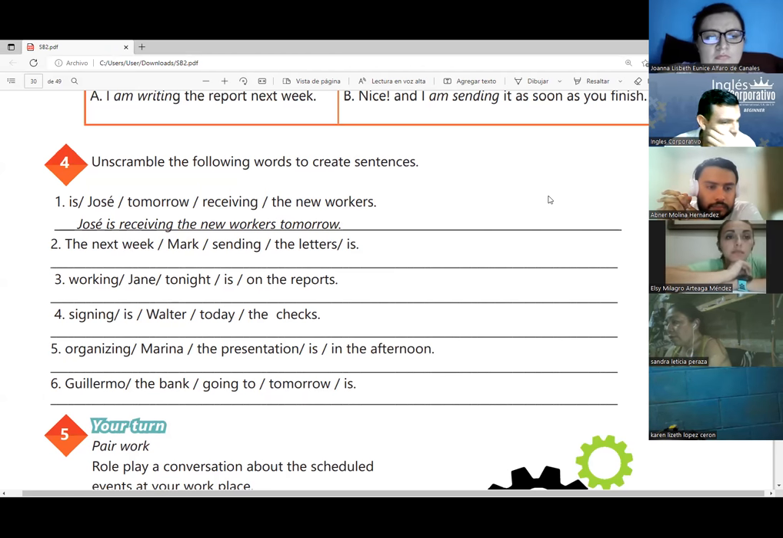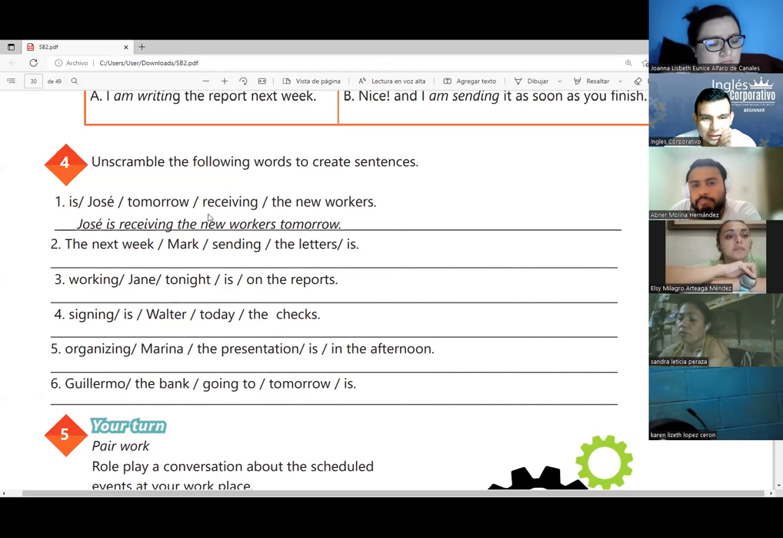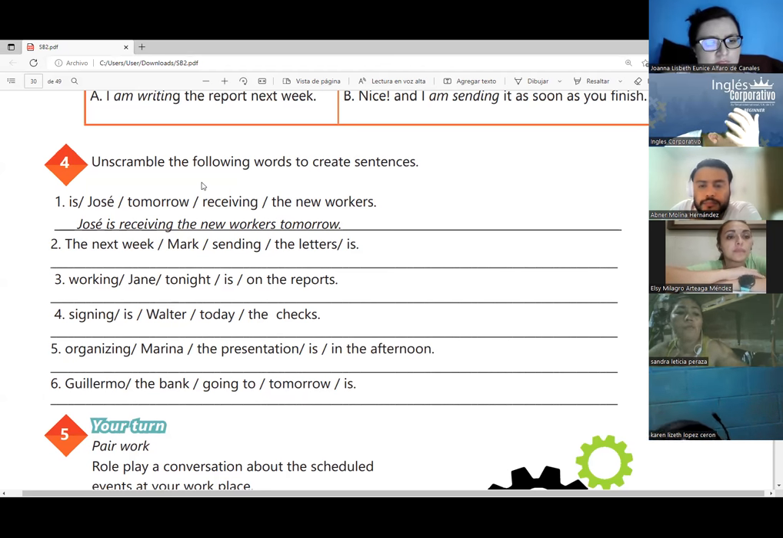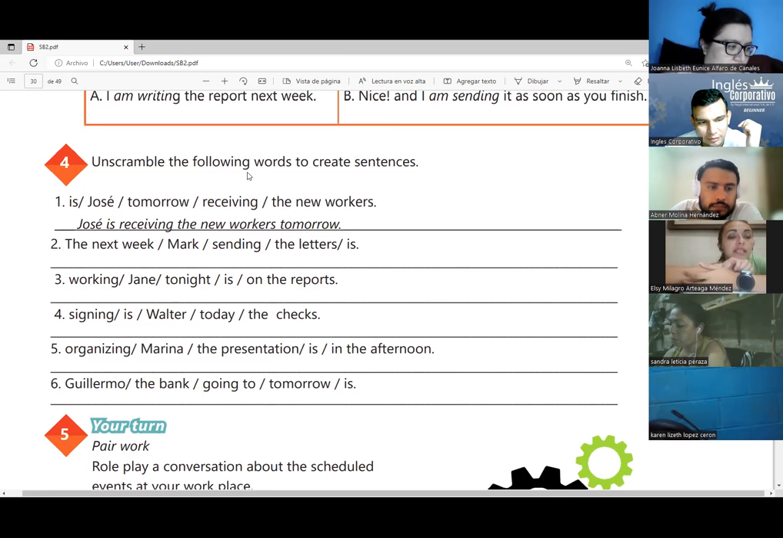Jane is working on the report tonight. O, como dijo mi Sara, Mark is sending tonight the letter, right? Muy bien. ¿Qué tal la número tres? Number four. Walter is singing the checks today. Excellent. The checks today puede ser también.